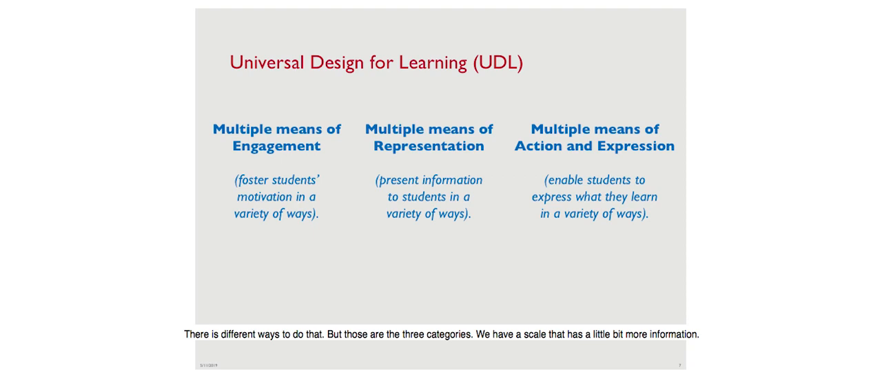We have a scale that has a little bit more information. There are actually 9 categories that go more in depth, but we're not going to dive into that right now. But the toolkit does have that information, and it is online at CAST. That's their guidelines, and it's a lot more in depth there. But the big picture is that UDL is a framework for what different students' needs are, to make sure that it's effective and including all of them to be able to learn and express what they've learned.